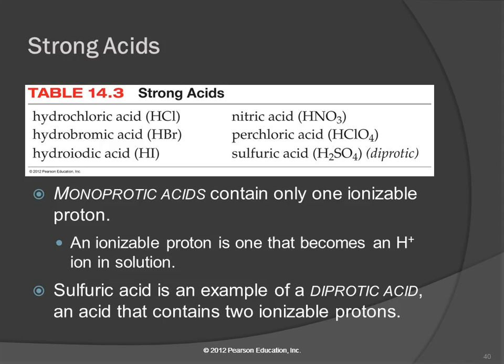We talked a little bit about these words monoprotic, diprotic. This is a diprotic acid because it says H2. So both of those hydrogens at the beginning of the formula are ionizable, so they can both come off. Monoprotic, those contain only one. So the rest of these in this list are monoprotic acids. Monoprotic, 1 proton.